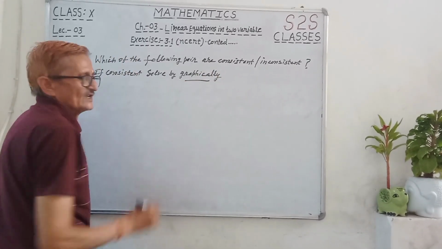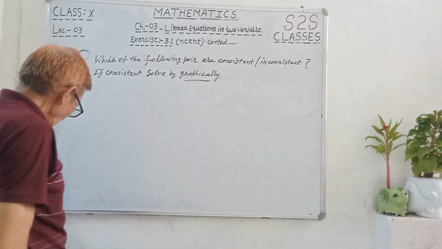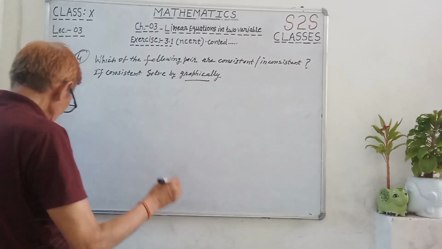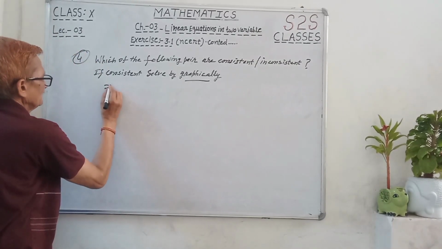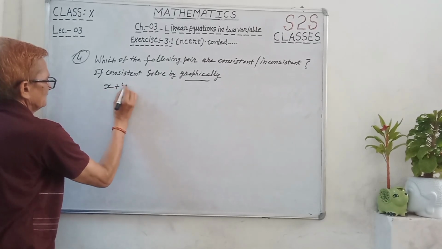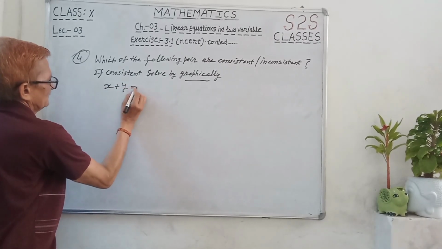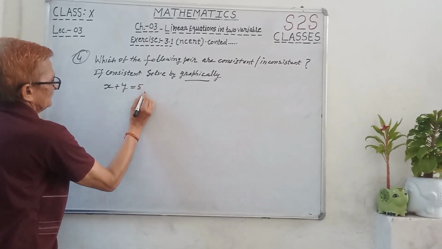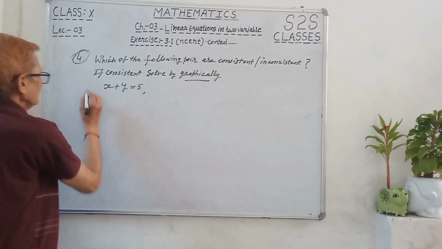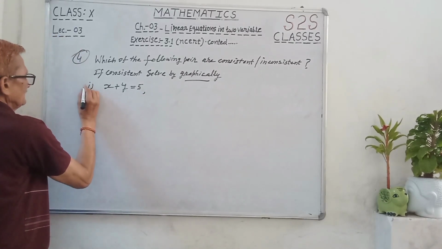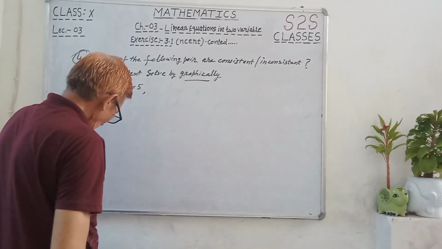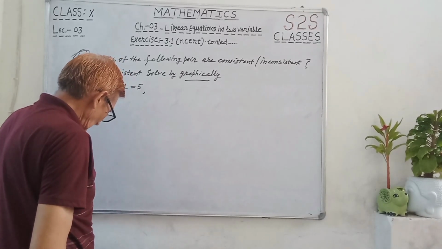Shown by graphical. If consistent. Okay. Now first part, x plus y is equal to 5. First equation in the first part. Second equation in the first part, 2x plus 2y equal to 10.